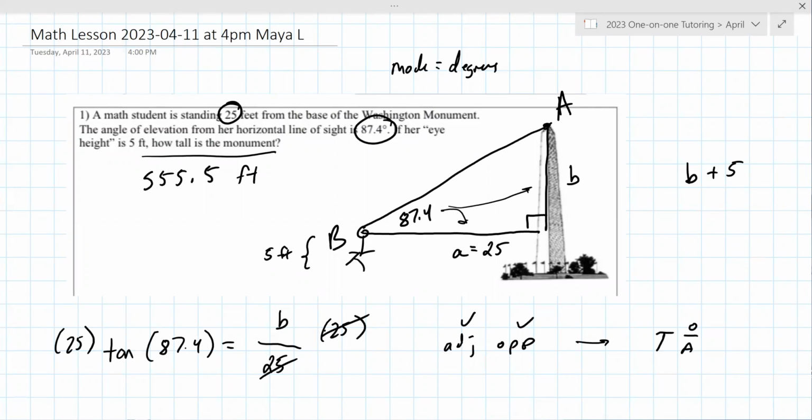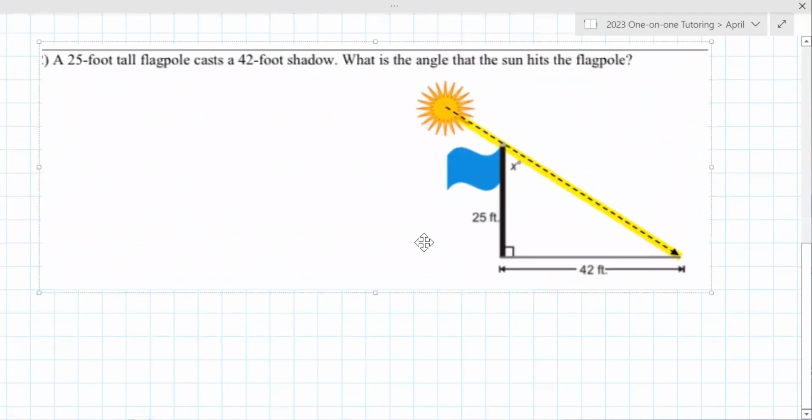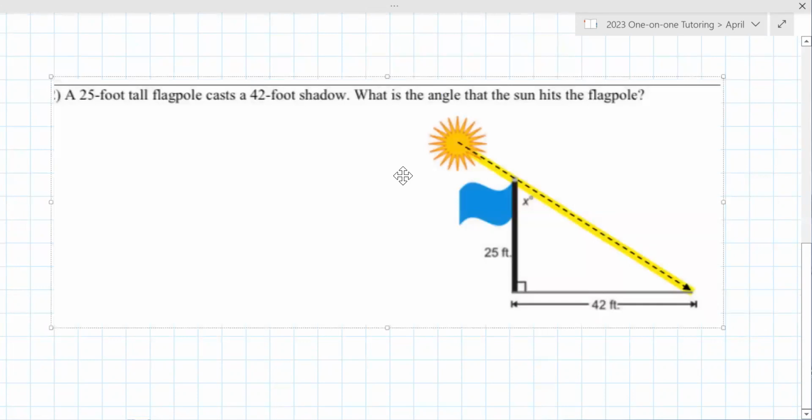Next problem here. It says a 25-foot flagpole casts a 42-foot shadow. Normally this picture wouldn't be given. It's nice that it is given. What is the angle that the sun hits the flagpole? We presume that's X.